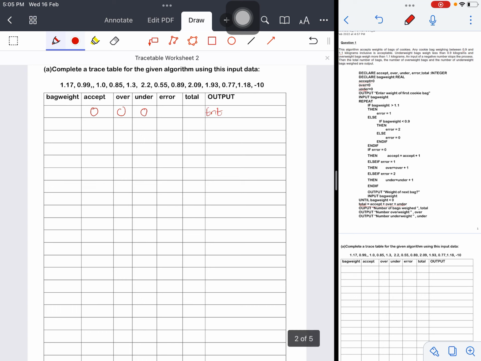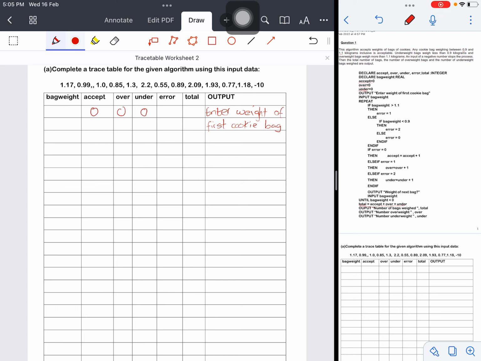"Enter the weight of first cookie bag." Okay. Do not put the inverted commas in there. Just put the words that are inside the inverted commas. Okay. Then the next statement is input the bag weight.